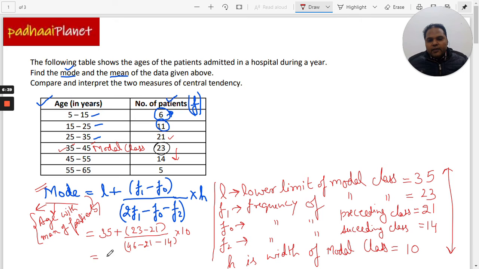This is going to be 35 plus, the denominator is going to be 11, and the numerator is going to be 20. So this is going to be 385 plus 20 over 11. So the mode which we can get finally is going to be this.